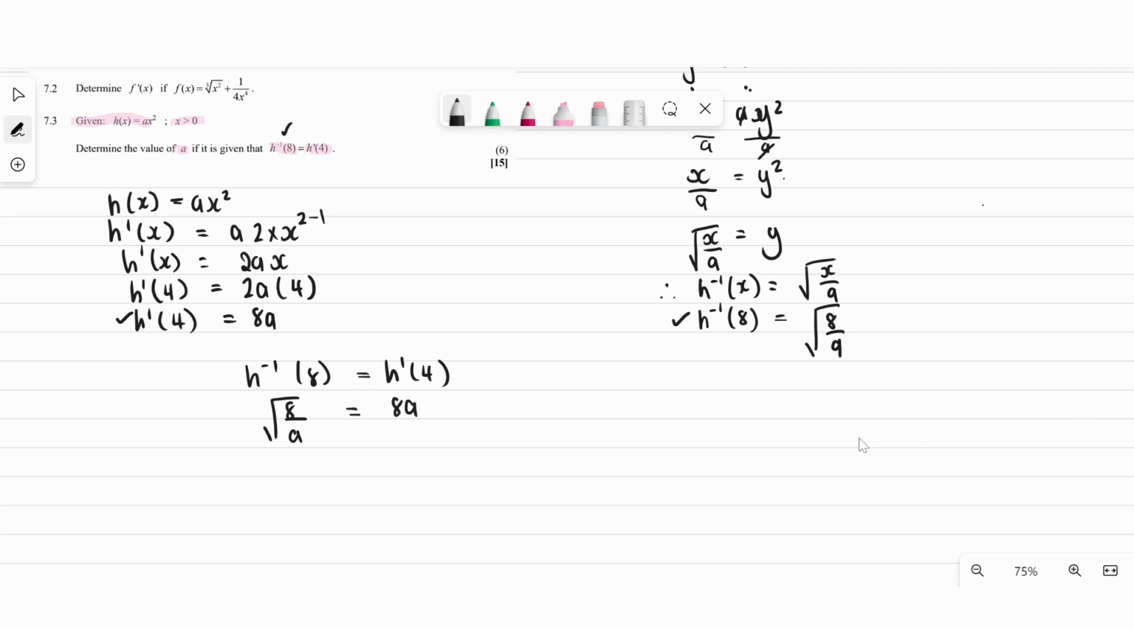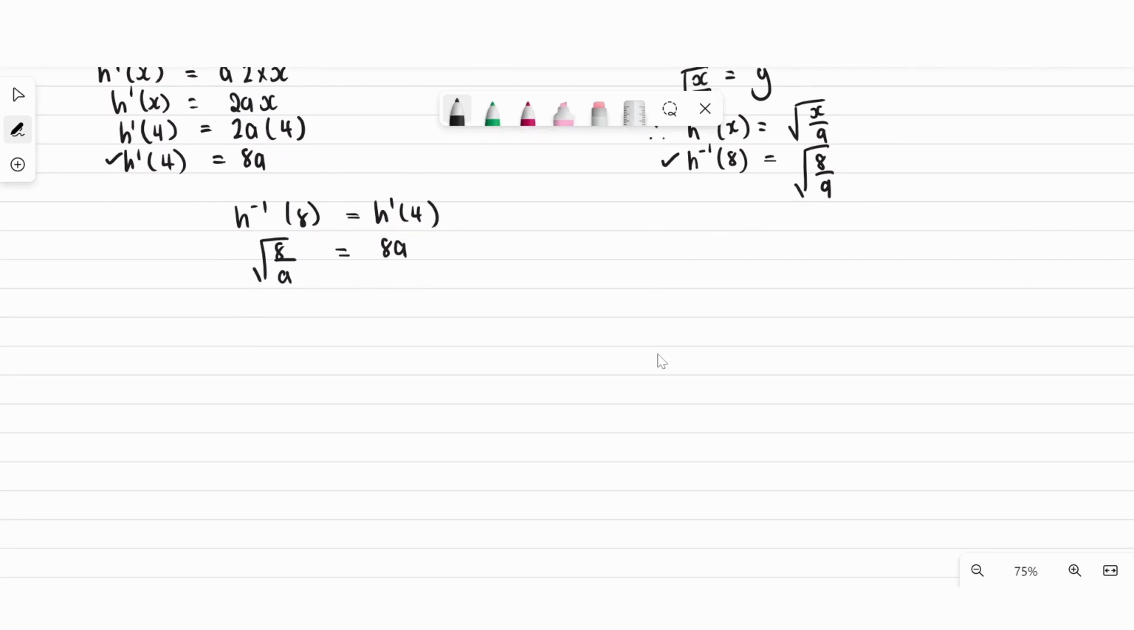Let's simplify this because we need to determine a. So we're going to square both sides basically to get rid of the square root. So this side is going to be left with 8 divided by a, and this side is going to be 64a squared. Remember the fact that when we square here, it needs to be distributed to both values, right? So now cross multiply. So this side is going to be 8 is equal to 64a cubed, right?